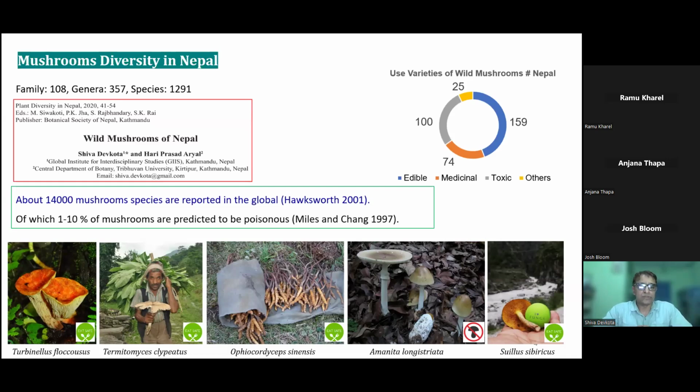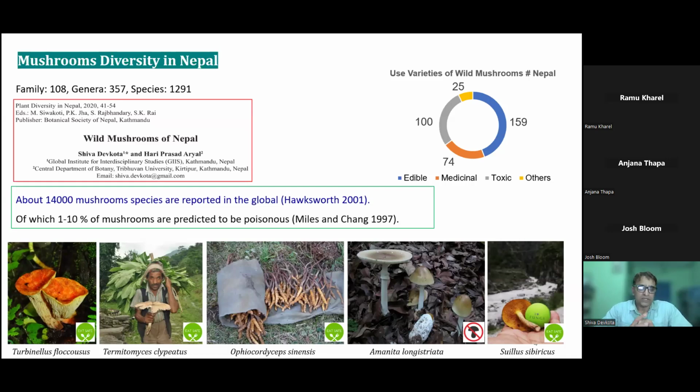out of 1,291 species, there are only 159 species of edible mushrooms that are really used by local communities. There are 74 medicinal mushrooms for different purposes, and some 100 mushroom species are supposed to be toxic. And there are a few more mushrooms that are used for rituals, spiritual, and decorative purposes.